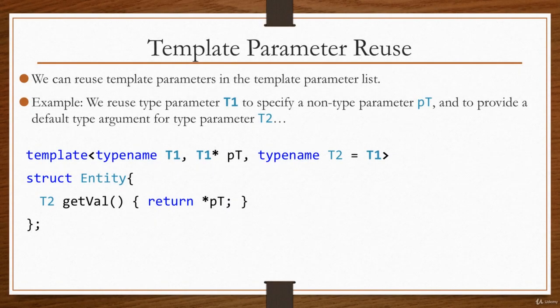And now the interesting thing is that we can reuse our template, or in other words our type parameters. As you can see in the example, we can reuse our type parameters for non-type parameters. In this case we have a pointer to a type of t1. We can also use them to specify default type arguments for other type parameters. In this example we provide a default type argument for type parameter t2 by reusing the type parameter t1.